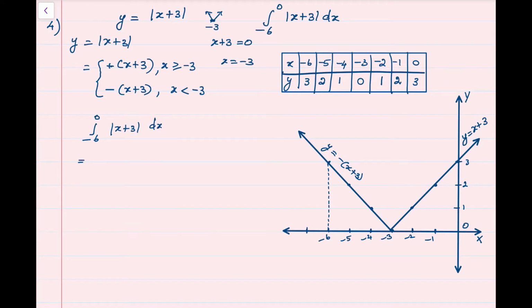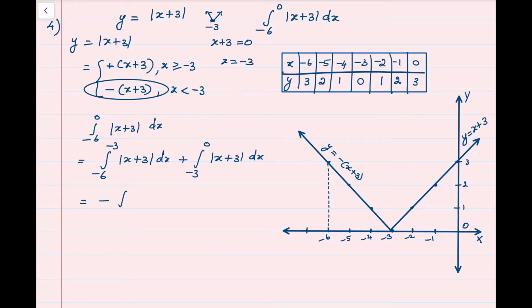We have to split this interval minus 6 to 0 at minus 3. Therefore, we get integral minus 6 to minus 3 of absolute value of x plus 3 dx, plus integral minus 3 to 0 of absolute value of x plus 3 dx. But in the interval minus 6 to minus 3, the values are all less than minus 3. For less than minus 3, we use y is equal to minus of x plus 3. Therefore, we get minus integral minus 6 to minus 3 of x plus 3 dx.